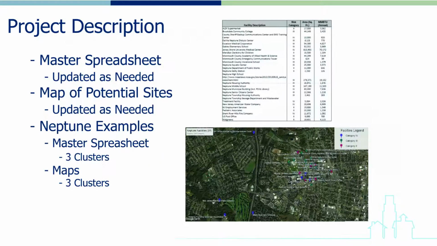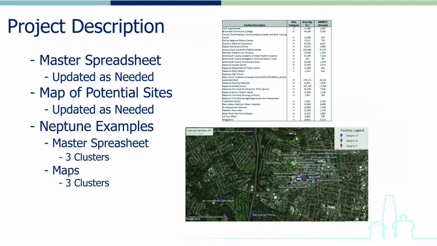The project description should also include the master spreadsheet that has been developed over the course of the planning process and the map of potential sites that accompanies it. In all likelihood, both of these documents will be updated as the microgrid development plan is fleshed out and completed.